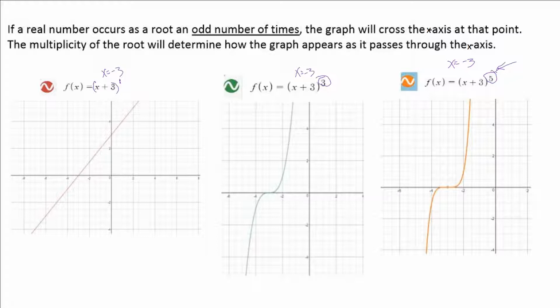So here it's going to pass through negative 3. Here it's going to pass through negative 3. Here it's going to pass through negative 3. So if a root has an odd multiplicity, the graph must cross the x-axis at that intercept.